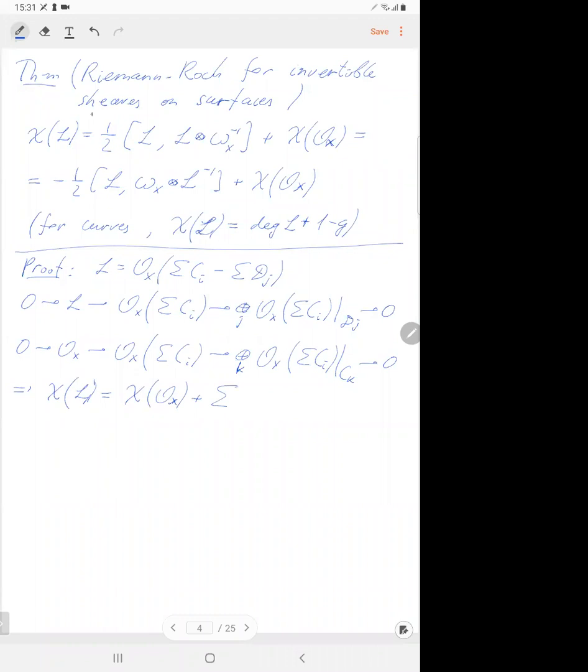plus the sum of all characteristics of OX of the sum of the Ci's restricted to the Ck's, minus the sum of all characteristics of OX of the sum of Ci's restricted to Dj's. Okay, and now we rewrite it in the following way.